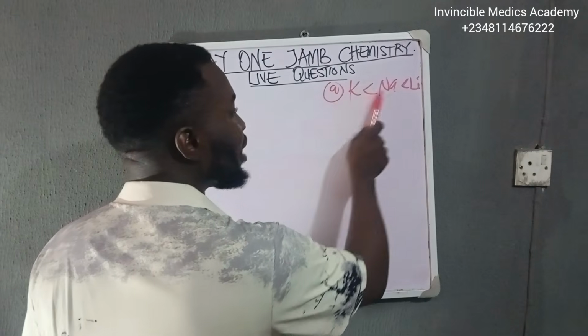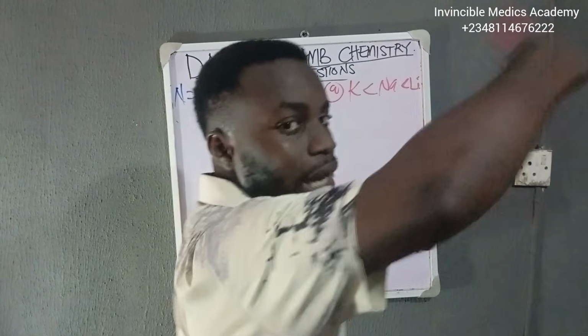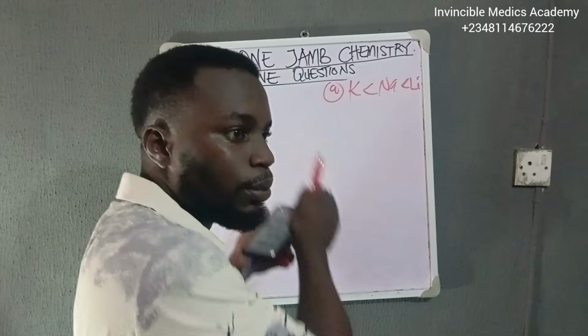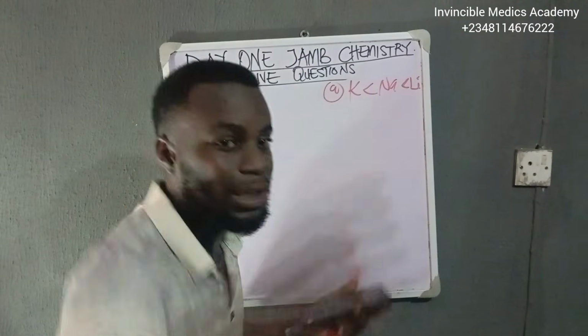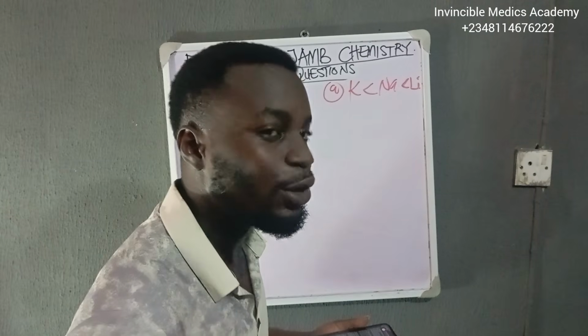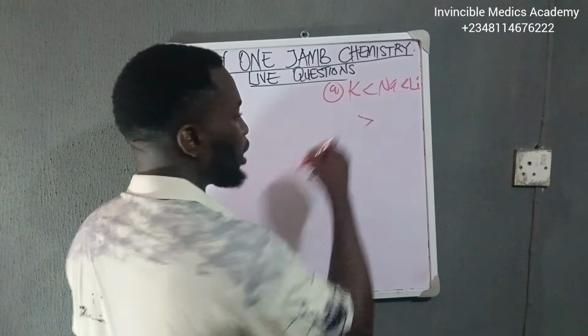That means if this is less than this, that means this is greater than this. It increases from the smaller one to the higher one. So whenever you're arranging in increasing order, you make use of what? Less than. But if you're arranging in decreasing order, you make use of greater than. Don't forget it. If you're arranging in decreasing order, make use of the greater than sign.